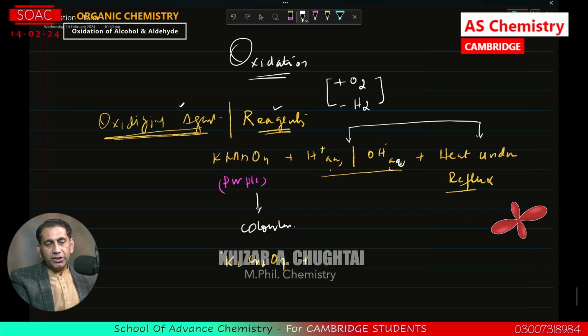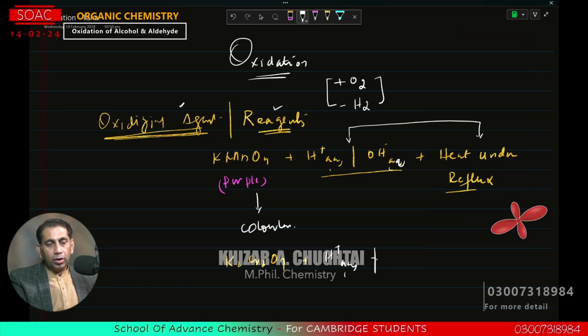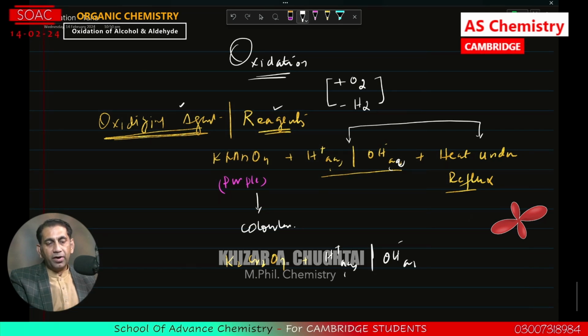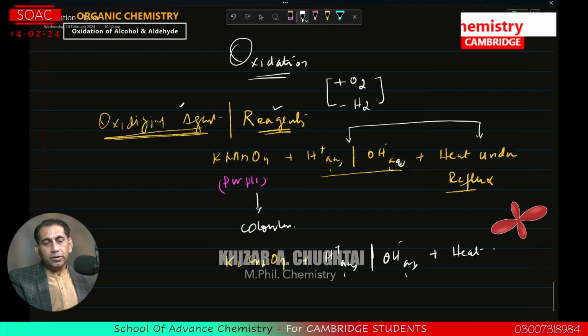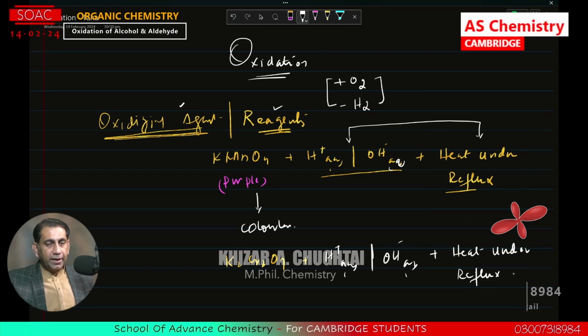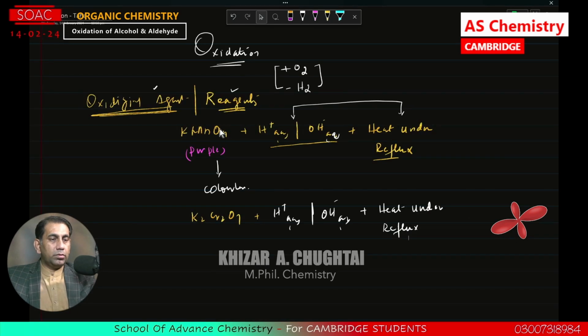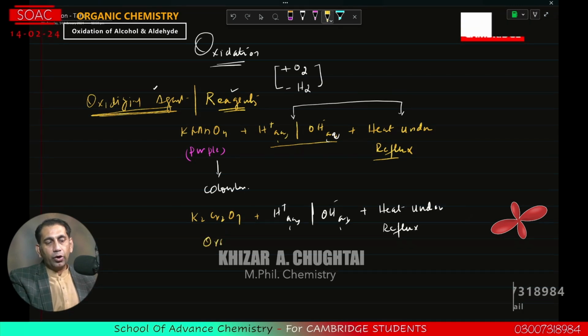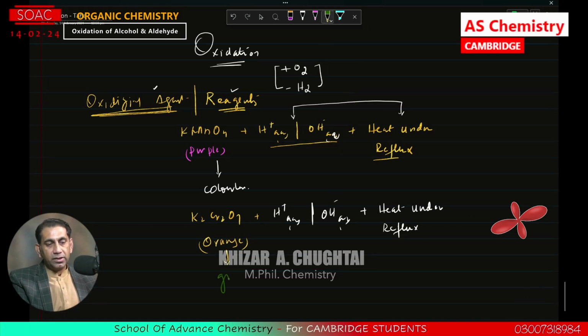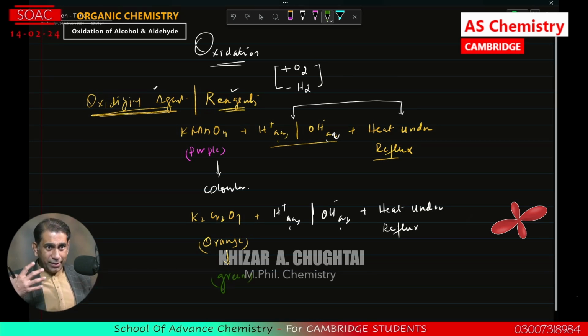So the second reagent for oxidation is K2Cr2O7. It is said to be potassium dichromate, and again you need acid to help it out, or OH negative ion, that is also going to help this oxidation, plus again heat. You will write the word under reflux. I will let you know later on what a reflux is. Generally speaking, only these two reagents are used. What is the color of this potassium dichromate? Its color is orange, and it will change its color into green whenever it oxidizes the other substance.